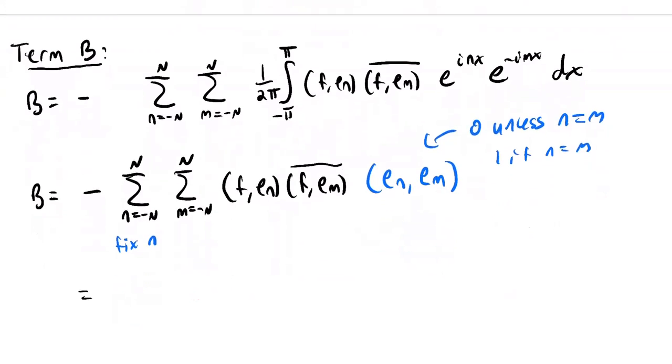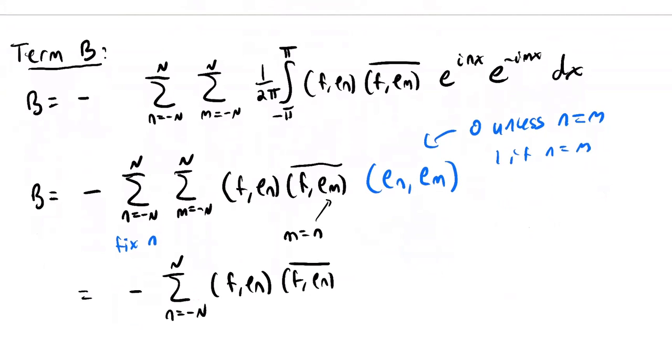So this ends up being minus the sum from n equals minus N to N. I have the first two terms, but I'm only seeing the case when m is equal to n, since otherwise everything vanishes, everything is 0. So I end up with this Fourier coefficient, which I just wrote down, and then the second term, when m is set equal to n, so I get f comma en conjugate. And when n is equal to m, the remaining term is just equal to 1, so times 1.